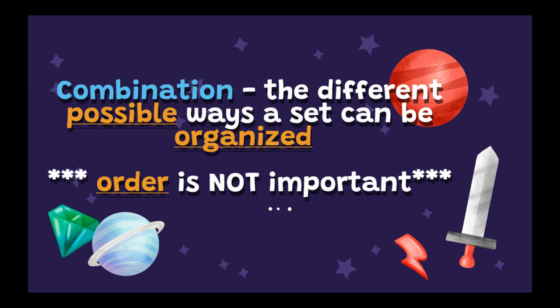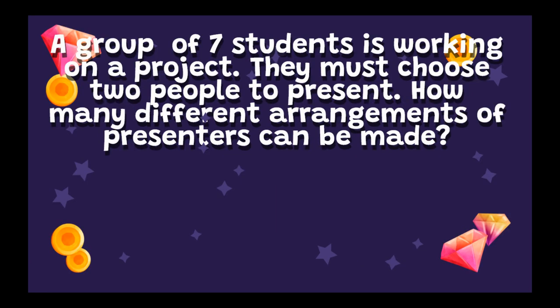So a combination is just kind of like a grouping that you're making. It doesn't matter in which order you pick them. It just matters that they're being picked, okay? So order is not important when we're organizing these sets, which if you think about it means we're going to have fewer possibilities.